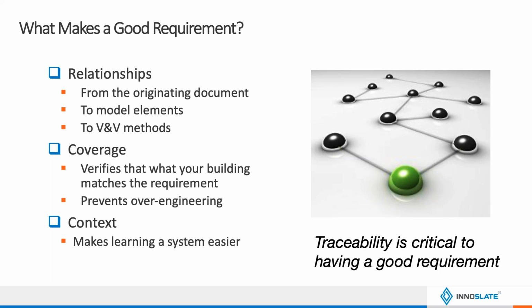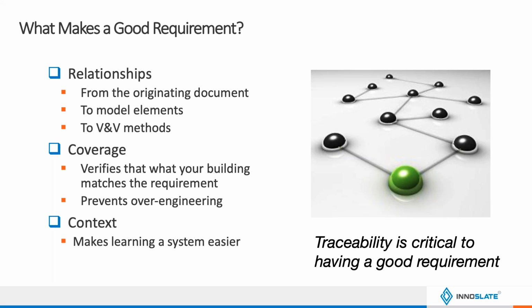Coverage. So we need to ensure that the requirements verify what you're building and that it matches the requirement. That's part of our end goal, part of the verification and validation. So we need to make sure that we are verifying that what we are building matches the requirement, and we also need to ensure that we're not over-engineering the actual product itself. What the requirements essentially are telling us is what the functionality of the system is, and as long as we're meeting those requirements, we'll prevent the over-engineering of a product. And also context. It makes learning a system easier. Proper requirements will give you a very good idea of context about the functionality of a system, and that allows you to learn the system easier and capture the functionality in a much more efficient manner.